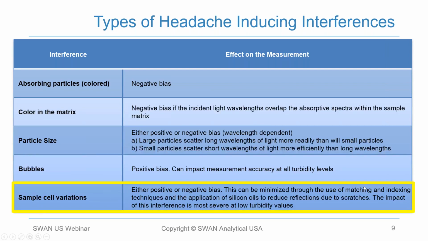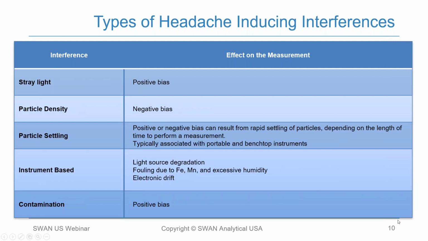And then let's talk about sample cell variations. Now, these can cause either positive or negative bias. Now, remember, many of us have used benchtop instruments for years. So you had to apply silicone oils to reduce reflections due to scratches, and you have to polish the cuvette to make sure that the sample cell is clean and it's not affecting the reading. Now, this is also starting to become an issue for some of the newer online analyzers because they use cuvettes, and we'll discuss that a little bit more in the slides to come.